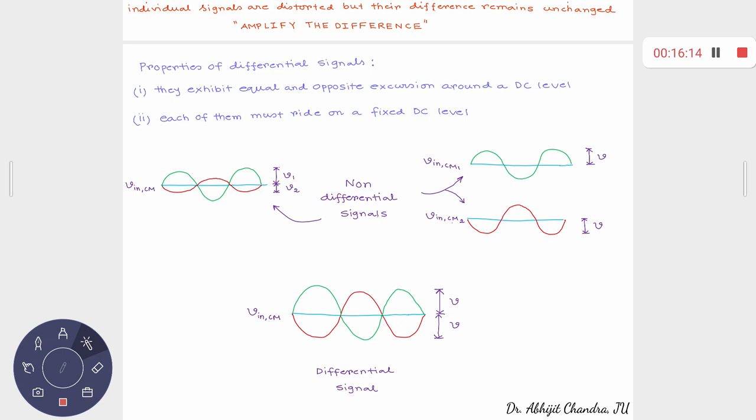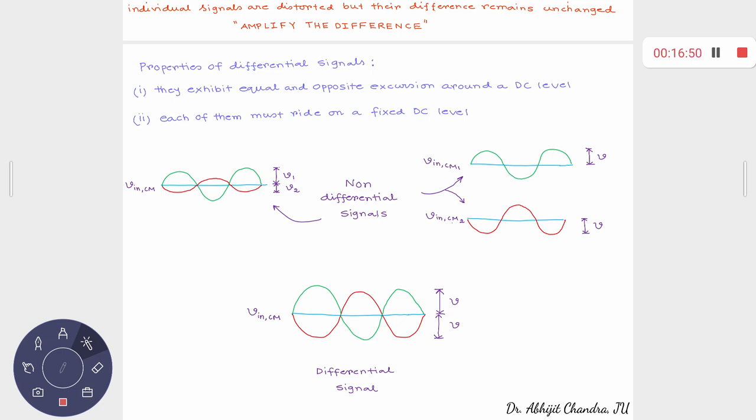Now, whenever we refer to the differential amplifier, the output is not taken with respect to ground. Rather, the output of the differential amplifier is nothing but the difference between the two amplifier outputs. I have already told you that a differential signal is nothing but a pair of signals, and each of them is amplified by a single amplifier. So signal 1 is amplified by amplifier 1, and signal 2 is amplified by a replica of amplifier 1. So I can call it amplifier 2, replica.